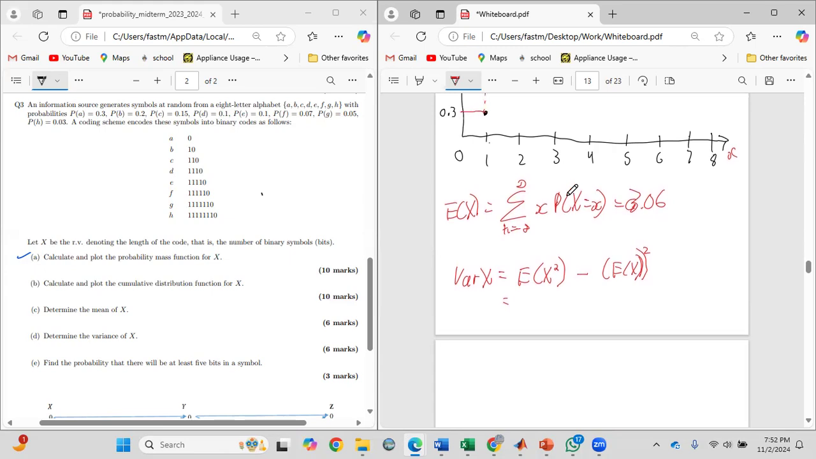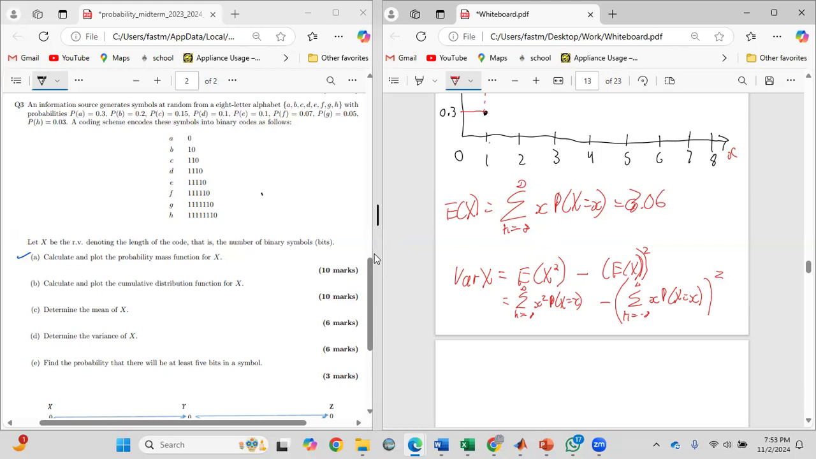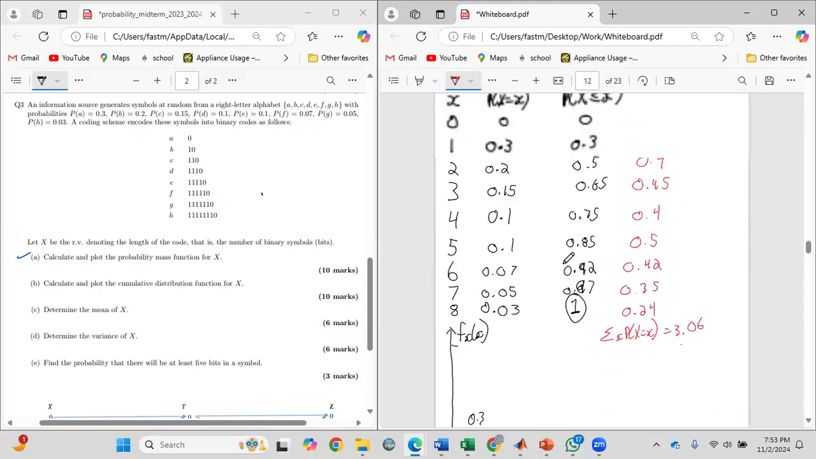So we have to calculate the expectation of x squared, which is just the same thing, so it would be the sum from k equals minus infinity to infinity of x squared by the probability x is equal to x, minus the sum of x by the probability x is equal to x, and this whole thing being squared. We already have this value, which is up here. The only thing I don't have is this one here, so it's x squared by the probability x equal to x.